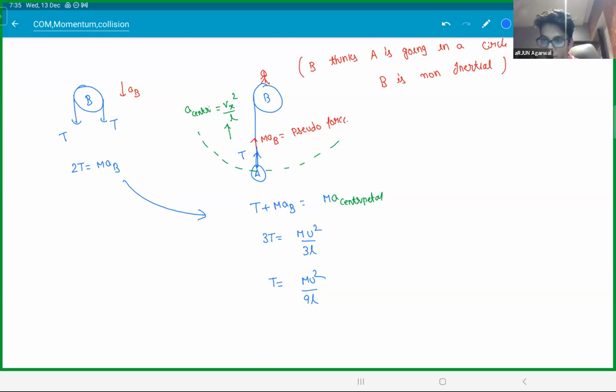So if the length of the string was not constant, we wouldn't be able to tell that it's moving in a circle, right? No, we can't. That is why the mass of A and C should be the same.